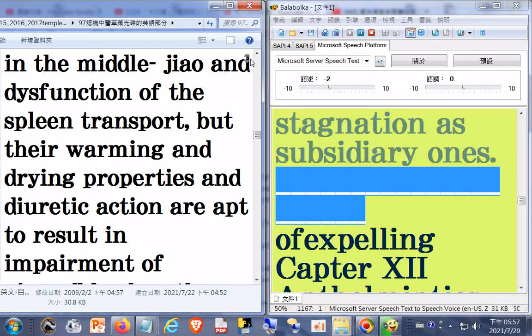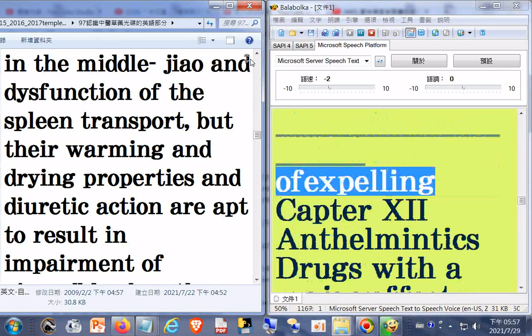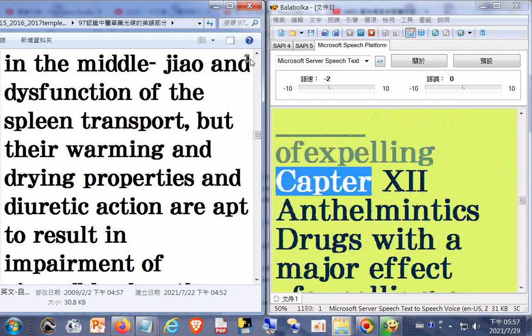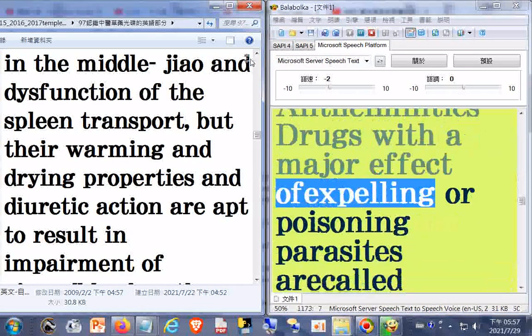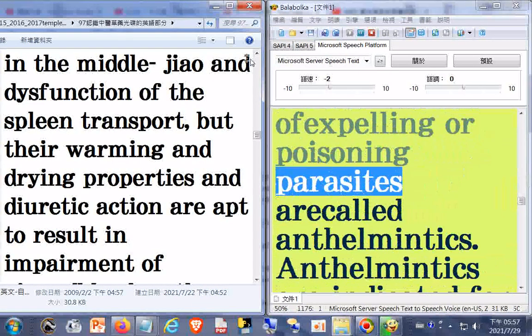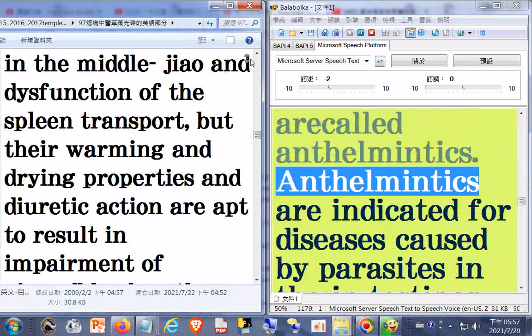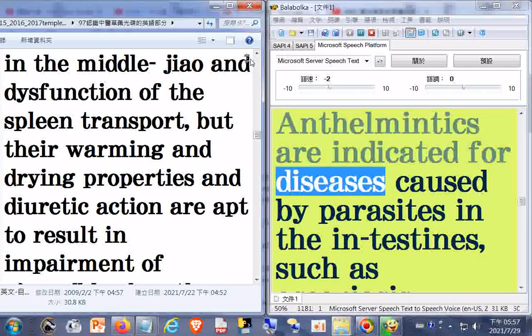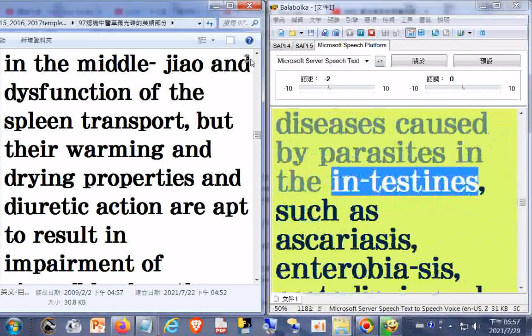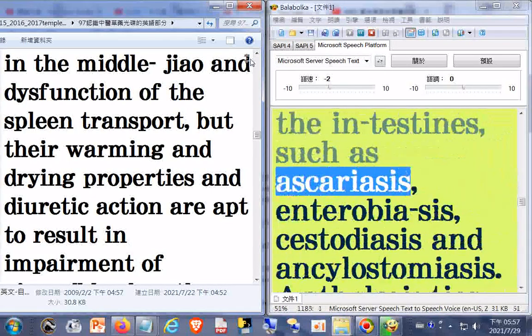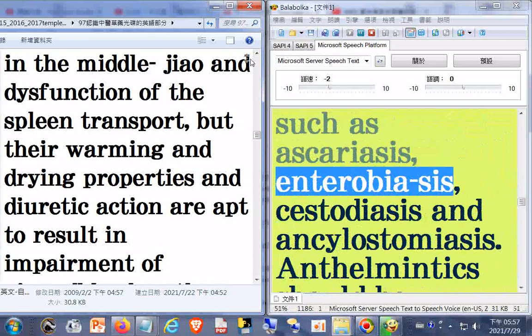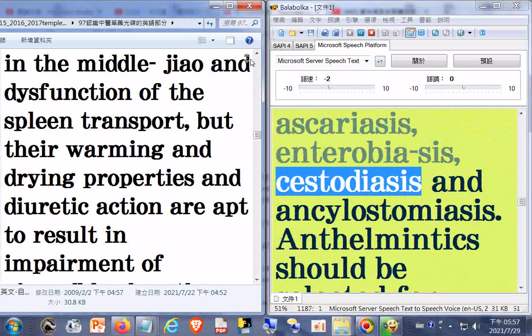Chapter 12 Anthelmintics. Drugs with a major effect of expelling or poisoning parasites are called anthelmintics. Anthelmintics are indicated for diseases caused by parasites in the intestines, such as ascariasis, enterobiosis, cestodiasis and ancylostomiasis.